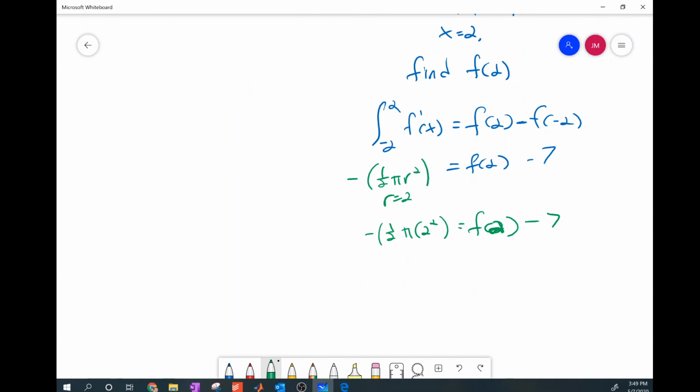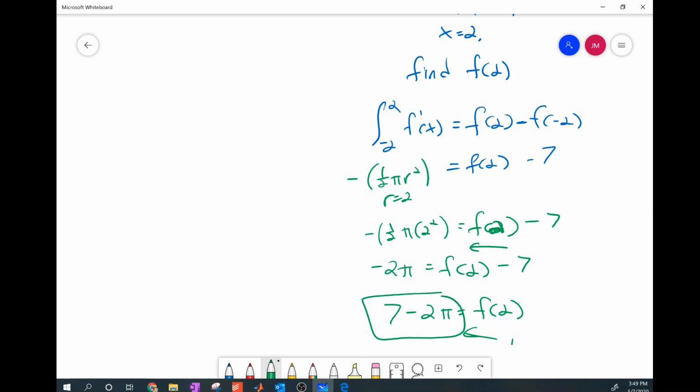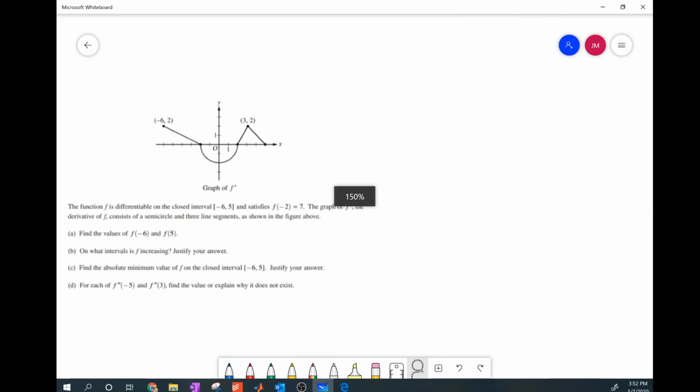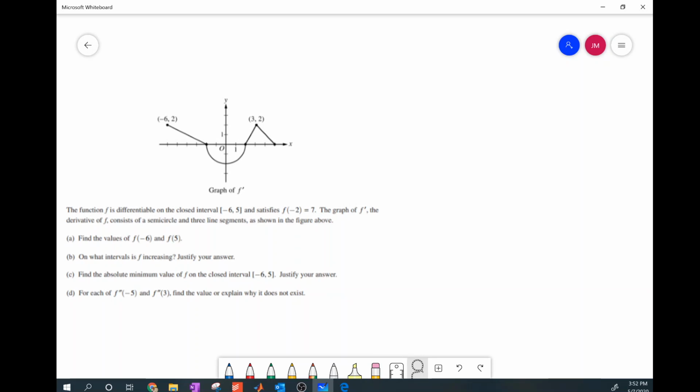So that's going to be negative 1/2 pi 2 squared equals f of 2 minus 7. That's 2 times 2 is 4, divided by 2 is 2. So negative 2 pi equals f of 2 minus 7. We're going to bring that 7 over. And let's get 7 minus 2 pi equals f of 2. So this is our minimum.